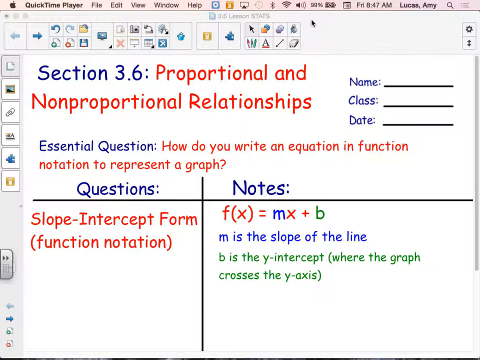M is where we will write the slope of the line, so that will be replaced with a number. And then b is where we write the y-intercept of the line, where the graph crosses the y-axis. So that is also a number. So we will fill in numbers before the x for the slope and after the x for the intercept.